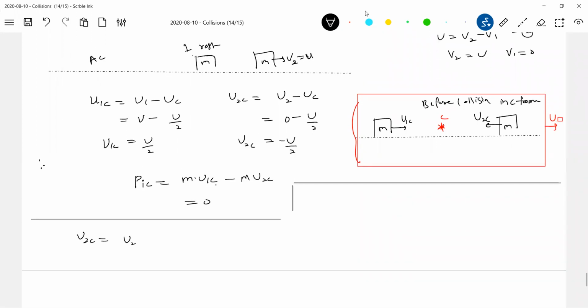U2C is equal to U2 minus UC. What is the value of U2? U2 is U by 2. What about U1C? U1, oh, so okay, this should be V, no? Let me retain the symbols, it'll be easy for you. So V1 means final after collision, no? We are discussing V1 minus VC. What is V1? 0. This is U by 2.